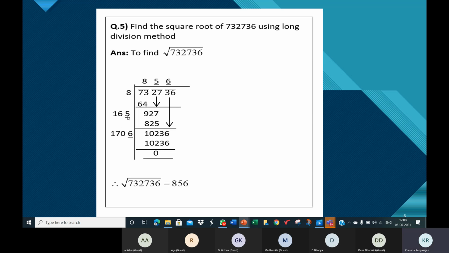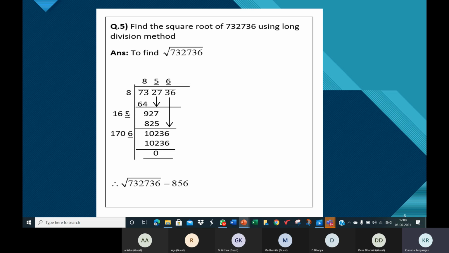Then whatever digit you place here, you must place the same digit here. Whatever you write here, you must write the same thing here. If you write 1 here, you must write 1 here. If you write 2 here, you must write 2 here. If you write 3 here, you must write 3 here, like that.